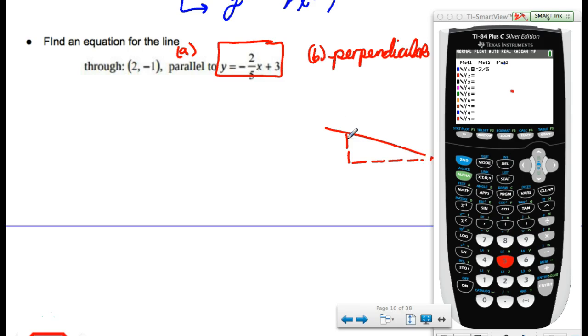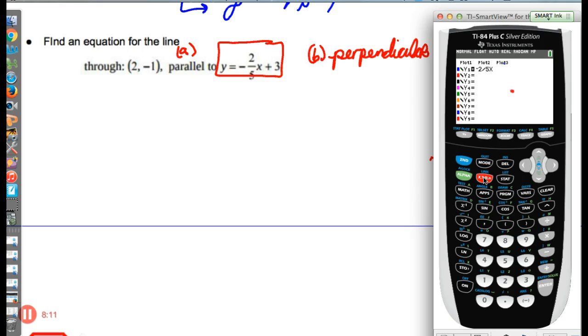The minute that I tell it to have that slope, it's now blinking, waiting for the y-intercept, which is plus 3. So I enter that equation in, I hit graph, and up pops the line. Y equals negative 2/5 x plus 3, a gradually downhill line. It's hitting the y-axis at 3, and my task is to find the equation for the line parallel to it that goes through the point 2, negative 1. So really what I'm looking for, if I were to draw it, is the equation of this line.